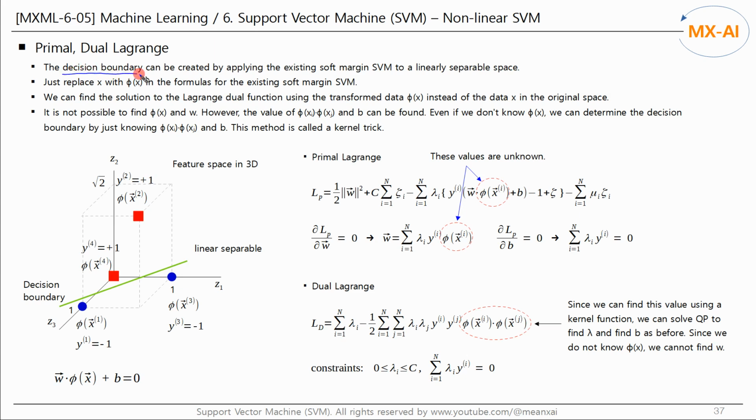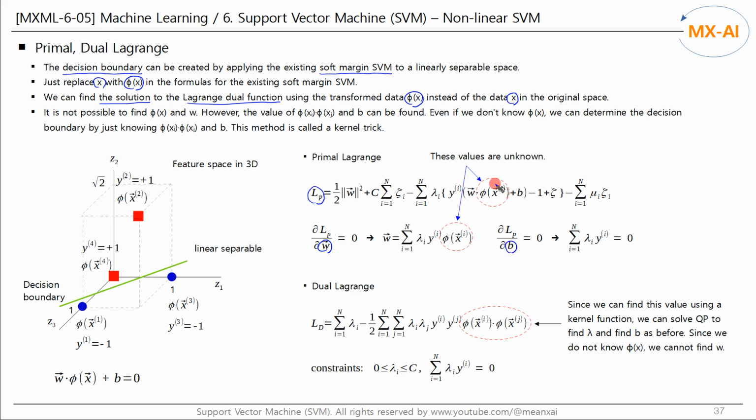Again, the decision boundary can be created by applying the existing soft margin SVM to a linearly separable space. Just replace x with phi x in the existing soft margin SVM formulas. We can then find the solution to the Lagrange dual function using the transformed data phi x instead of the data x in the original space. The Lagrange primal function using phi x instead of x is as follows. And the results of differentiating this function with respect to w and b are as follows.